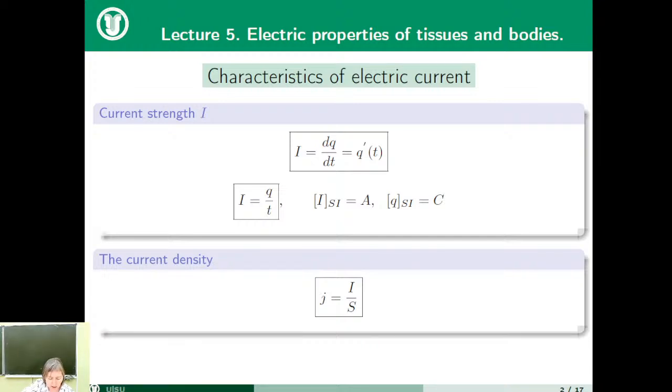Electric current is an ordered motion of electric charges. Electric current has properties of thermal, chemical, and magnetic action. Current strength is determined by the ratio of charge quantity dq, which is carried through the cross-section of conductor, to the time interval dt required to carry this charge. Look at this expression.